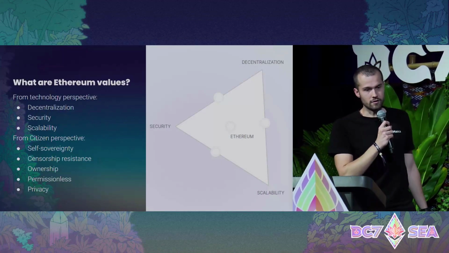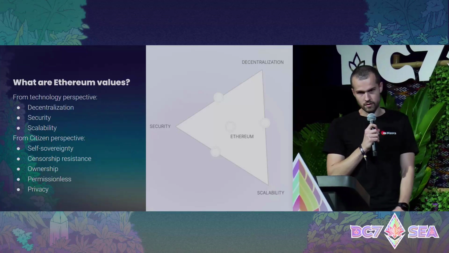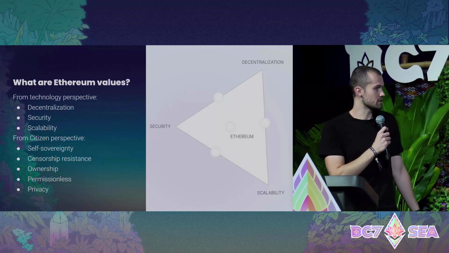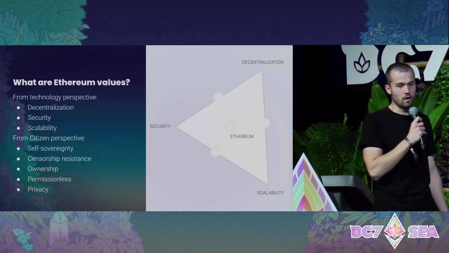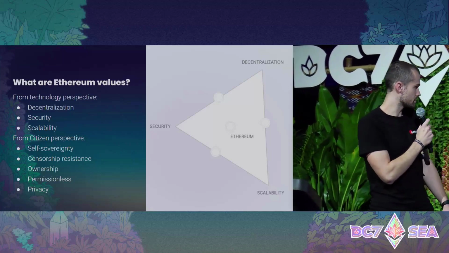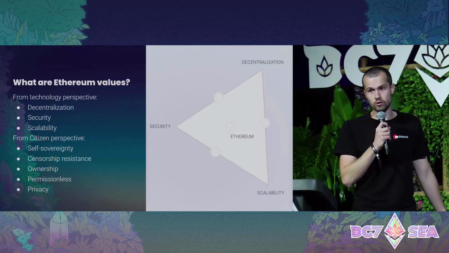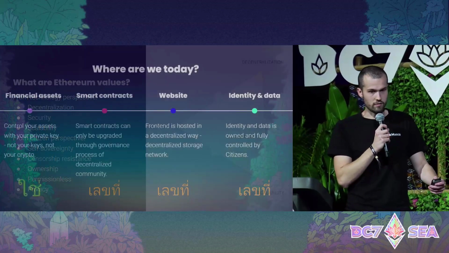So what are the Ethereum values? From the technology perspective, this is decentralization, security, and scalability. But from the user perspective, this is self-sovereignty, censorship resistance, ownership, permissionless, and privacy.